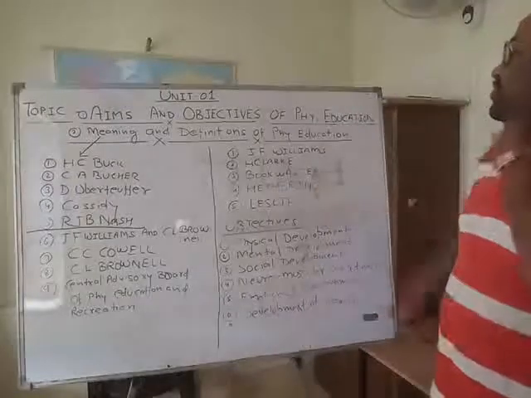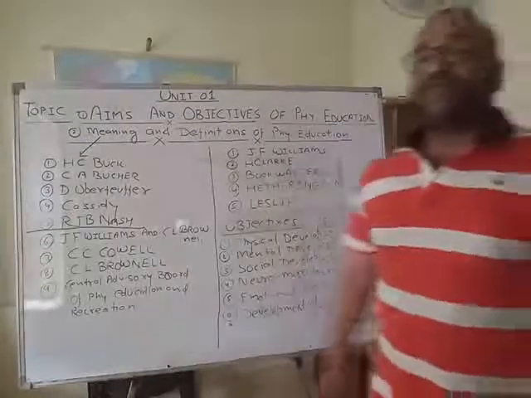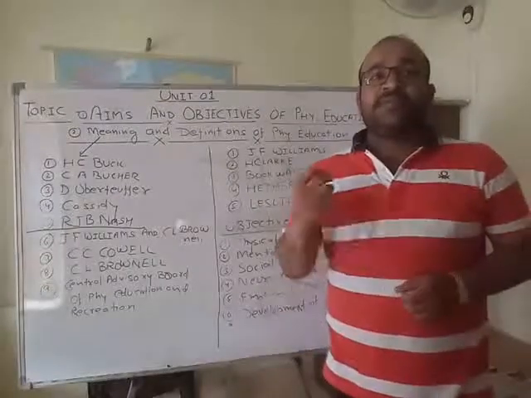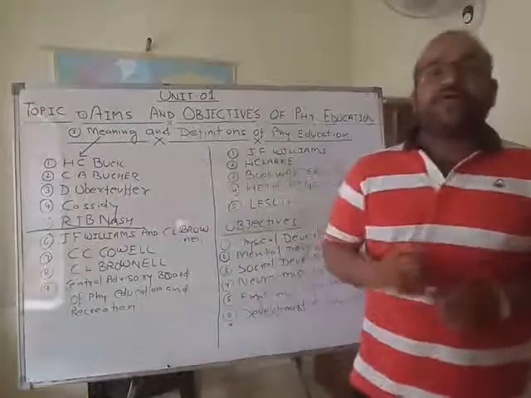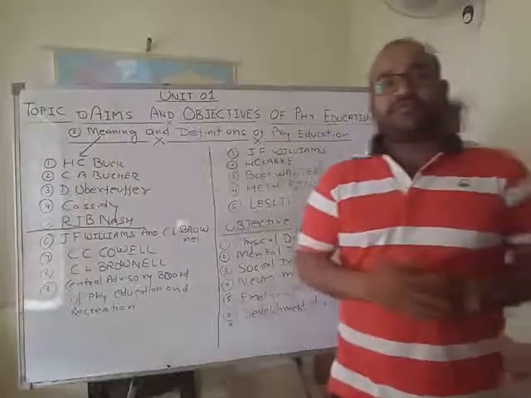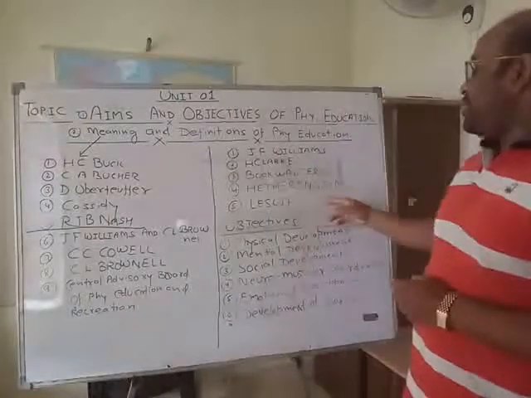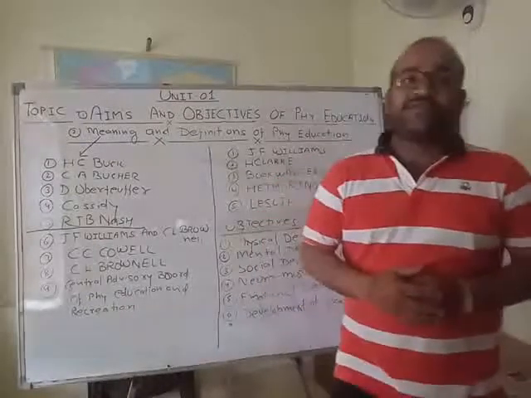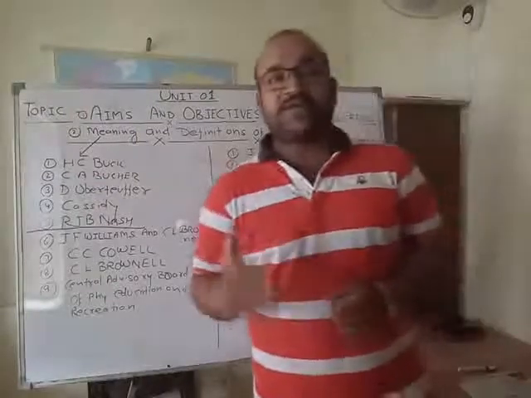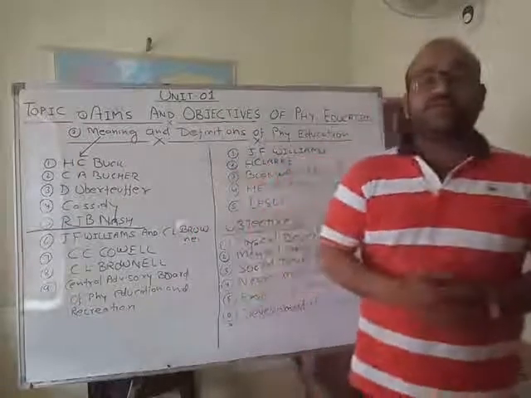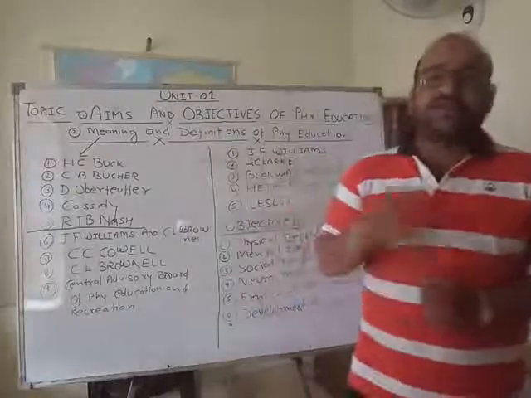Next is Bookwalter. According to Bookwalter, there are three objectives: health, worthy use of leisure time, and ethical character. And next, Hetherington classified five objectives of physical education: immediate objectives, remote objectives, developmental objectives, social standard objectives, and the control of health and conditions.